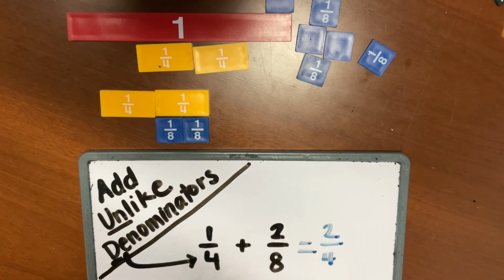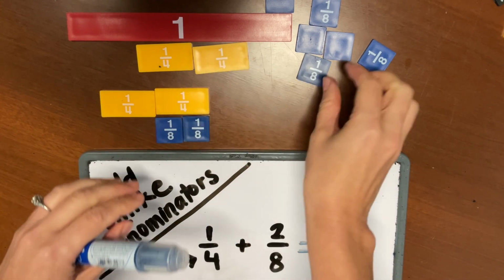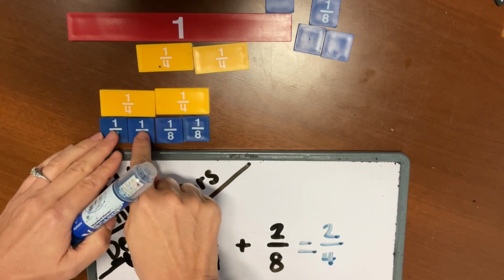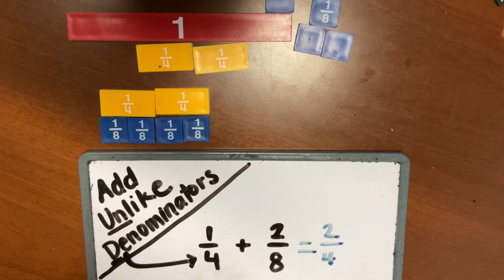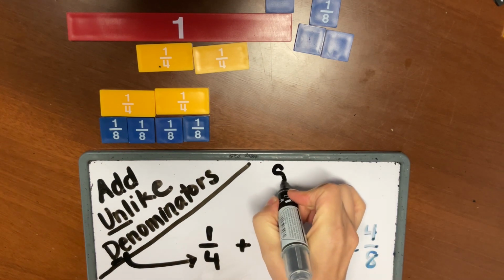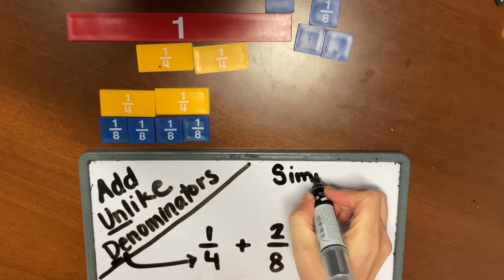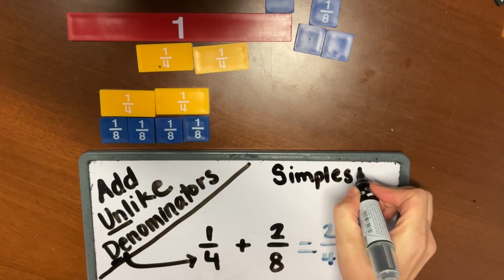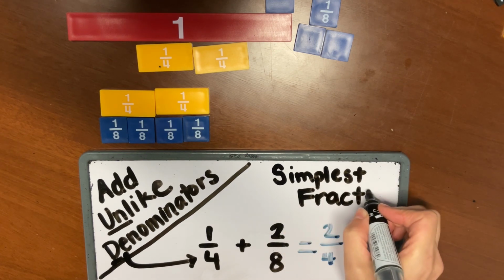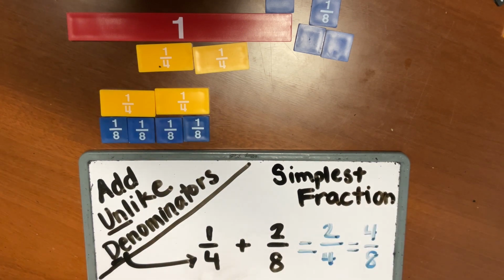That's equivalent. But I also noticed since I could trade that out, I could also say 1/4 and 2/8 is the same as 4/8. So I could also say it equals 4/8. Now you'll remember we talked about the simplest form in a previous lesson. What's the simplest way to use the least amount of fraction tiles? And so what is the simplest fraction?